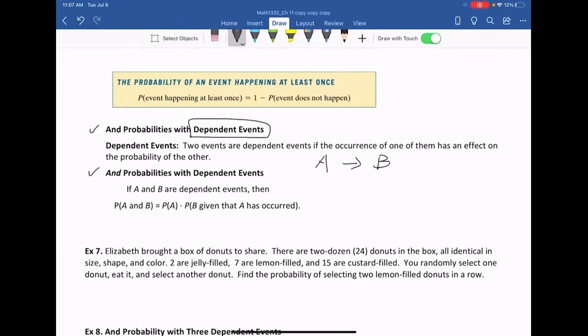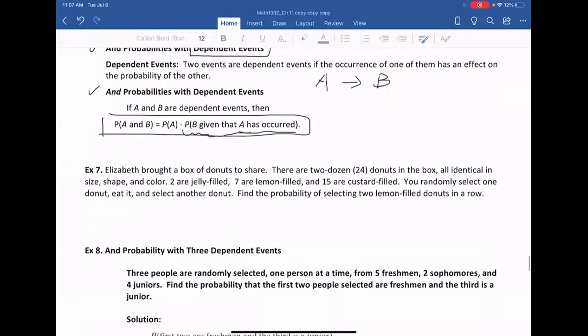And for the probability with dependent events, they gave you a formula. If A and B are dependent events, then here is the formula: P of A and B equals P of A times P of B, given that A has occurred. So based on A's occurrence, find the probability of B. Let's see an example.